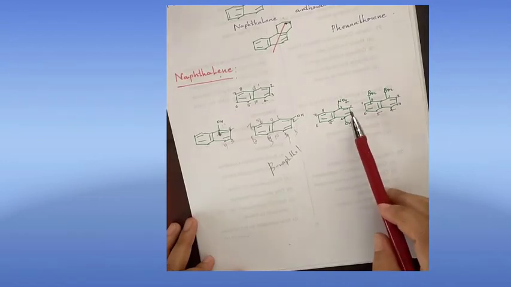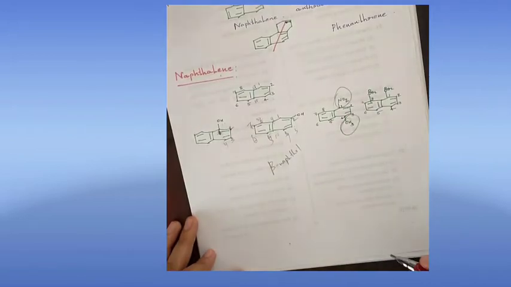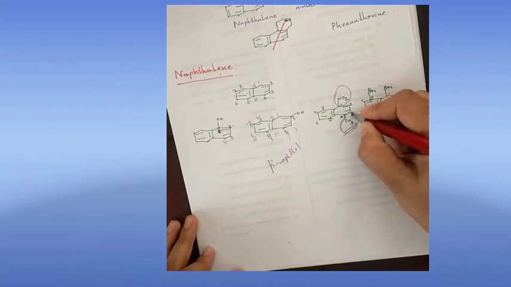Yes, now look at here. There are two substituents, right? One is a methyl group, one more is a nitro group. The numbering starts from which group? Methyl and nitro. In alphabetical order, which one comes first? Methyl group comes first. So that's why this is the wrong method of numbering.